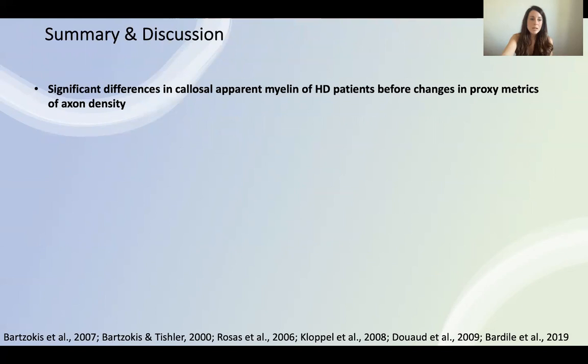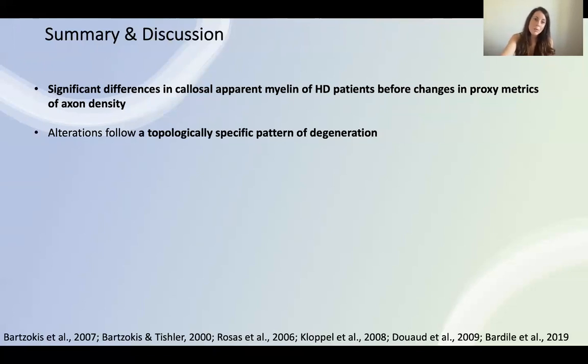To summarize, we detected significant alterations in callosal apparent myelin of HD patients before we could detect any changes in apparent axon density, suggesting that white matter changes are unlikely to be just a consequence of Wallerian degeneration. Additionally, these changes in apparent myelin were shown to present a topological specificity, so that apparent myelin was higher than healthy controls in more anterior portions and lower than healthy controls in more posterior portions of the callosum.